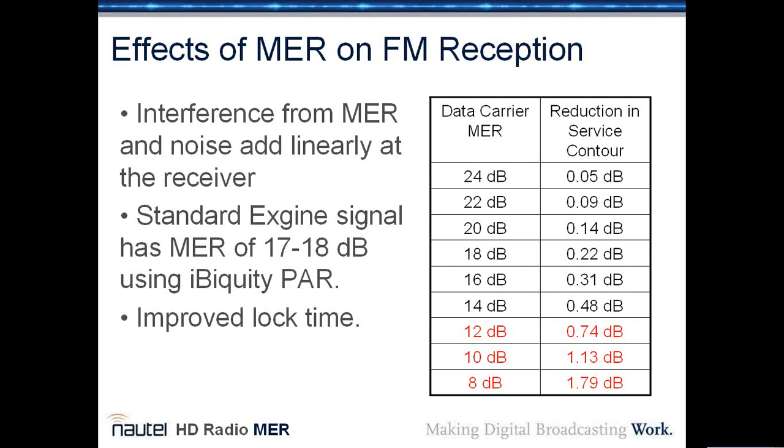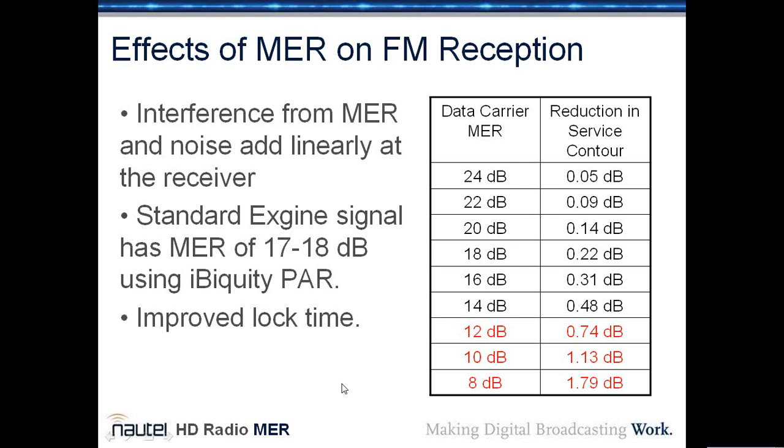Okay. And the reason that was chosen is because, as you can see in that figure, it's about a 0.5 dB reduction in the service contour. Yep. It also gives you about 3 dB headroom to the standard Ubiquity MER numbers of 17 or 18 dB. Exactly. If you were to continue that graph downwards, at about 6 dB, 5 dB, somewhere in there, your receiver is going to start to lose lock completely. Yeah, regardless of your signal strength.